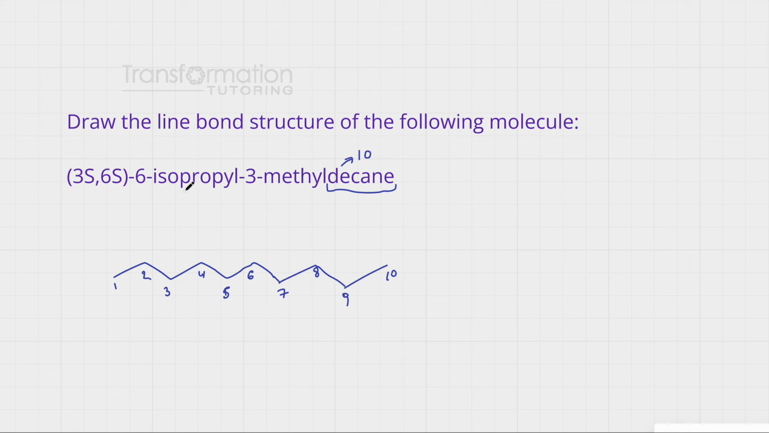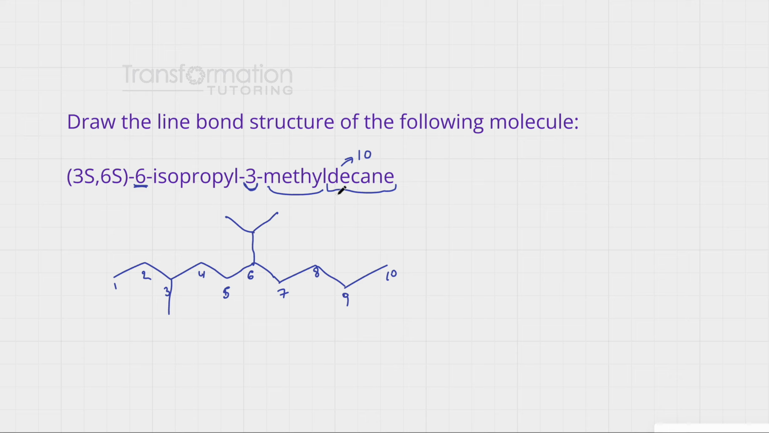Next, I'm going to add all of the groups that are attached to it. On carbon 3, I have a methyl group. A methyl group is just one carbon, so I'm going to attach it to carbon 3. On carbon 6, I have an isopropyl group, and you just have to remember what an isopropyl group looks like. It looks like letter V. So it's 3 carbons, that's why it's propyl, and isopropyl means it's attached through the middle carbon.